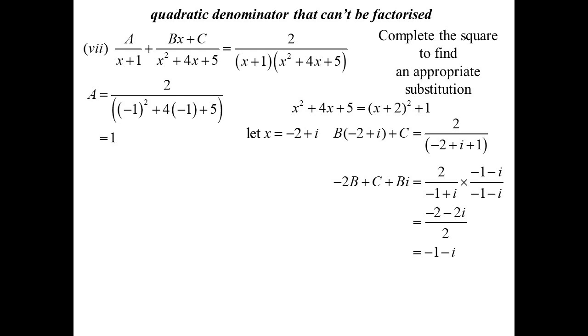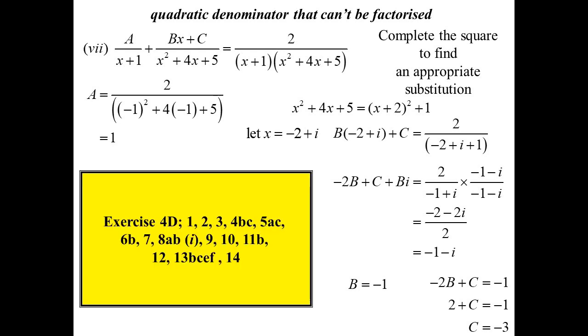Real part equals real part, imaginary part equals imaginary part. So b is negative 1. Negative 2 plus c is also negative 1, but b is negative 1, so c is negative 3. Another one of those ones where perhaps not the best method for that one, but you know, still a fair bit of work to do. All right, so that's partial fractions, the idea of doing that.